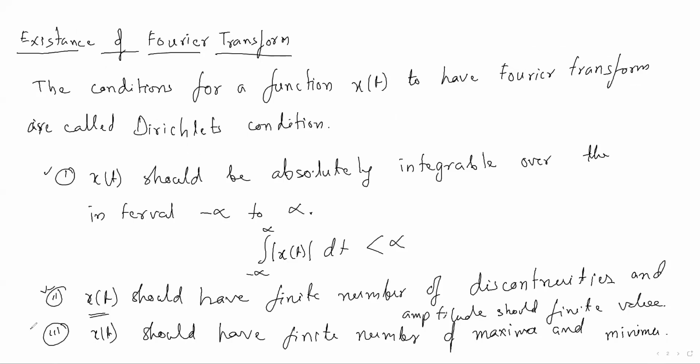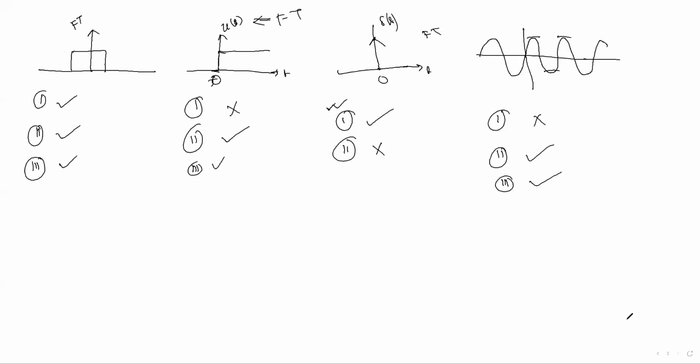So when we are going to find the Fourier transform of a signal, we should check the Dirichlet condition first. I think that's over. Then let us take some example of a Fourier transform.